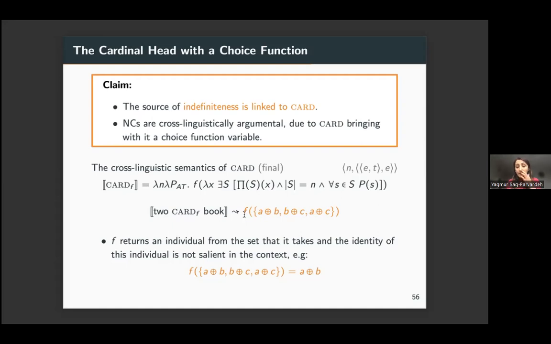What F does is that it takes a set and picks a random individual out of it and returns that. Maybe the speaker knows the identity of that individual, but not the interlocutor. If it's common ground information, then it will have to be a definite expression. So the fact that it is indefinite is this uncertainty of what individual is being chosen. But I just exemplified it with A plus B being chosen here.